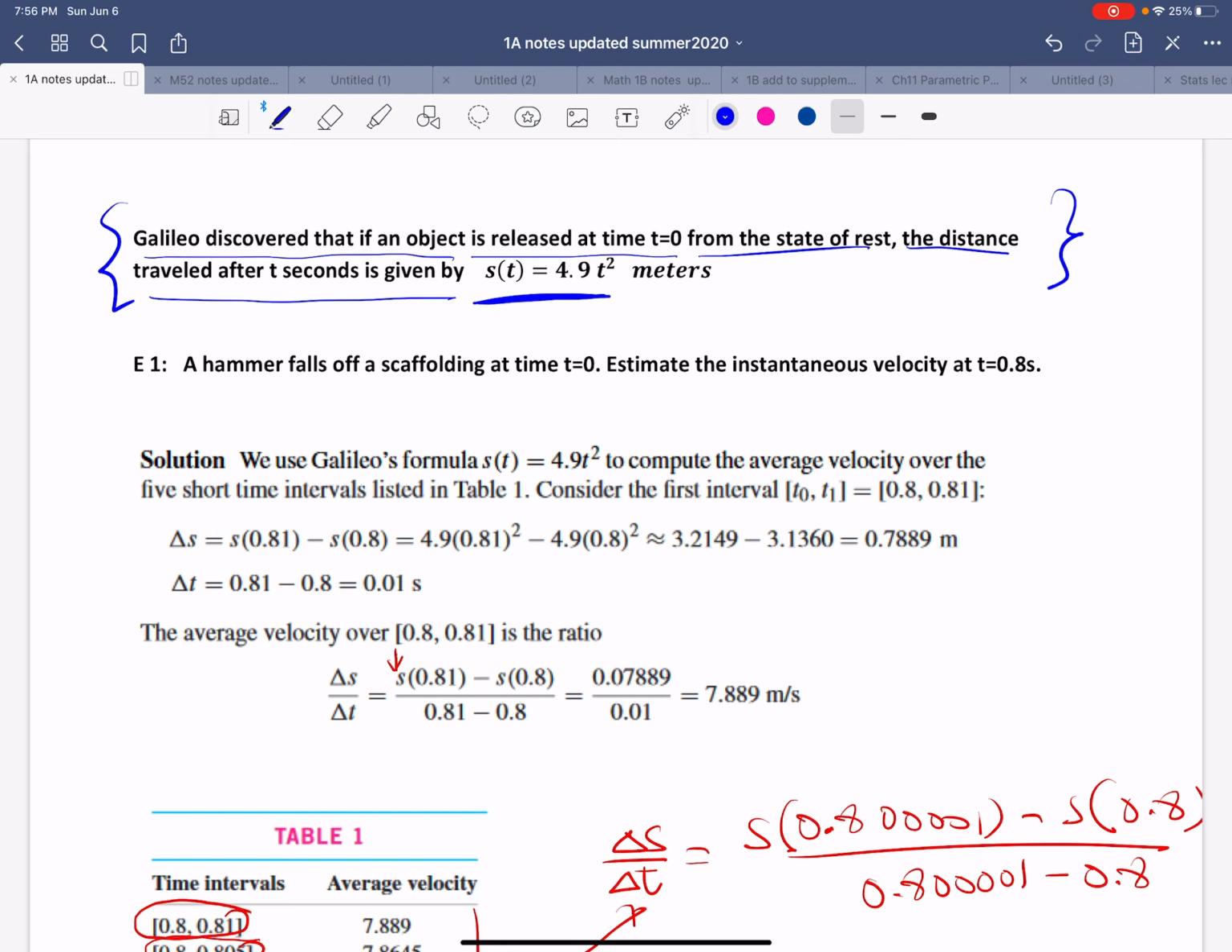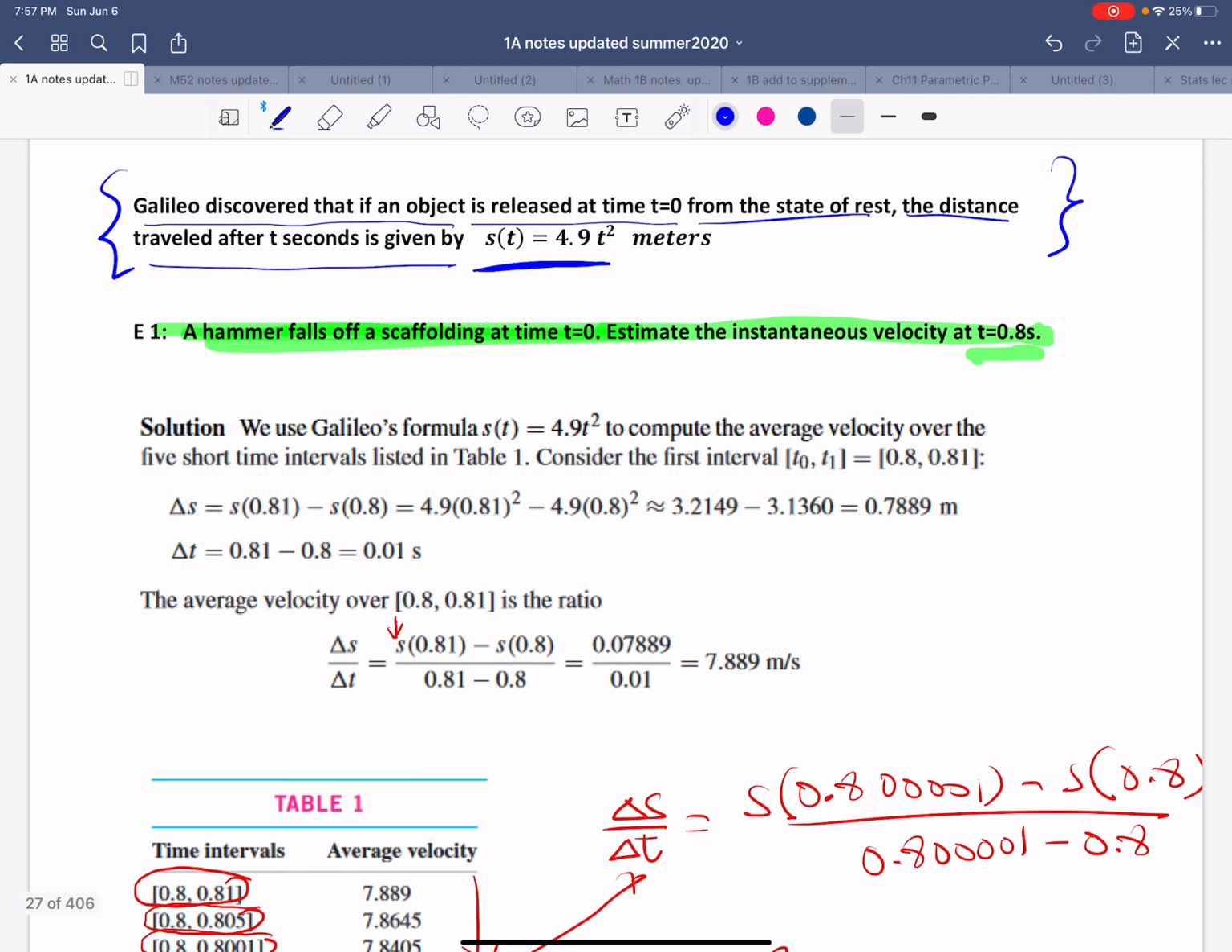Okay, example number 1: a hammer falls off of a scaffolding at time t equals 0. Estimate the instantaneous velocity at t equals 0.8 seconds. So a hammer is falling off of a scaffolding at time t equals 0. We want to estimate the instantaneous velocity at t equals 0.8. So how do I estimate the instantaneous velocity?